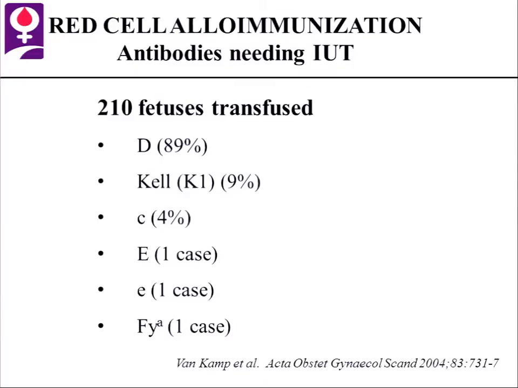When you look at why we transfuse babies in utero for fetal disease, again you see D at the top of the list. This is a large series from the Leiden group in the Netherlands. D is at the top of the group. KEL is number 2, so KEL is the next most common antibody that causes disease. Little c is up there. And then these are a smattering of cases in a very large series from a single referral center for the whole country in Holland of E, little e, and Fya. So again, D, KEL, and little c are the players.